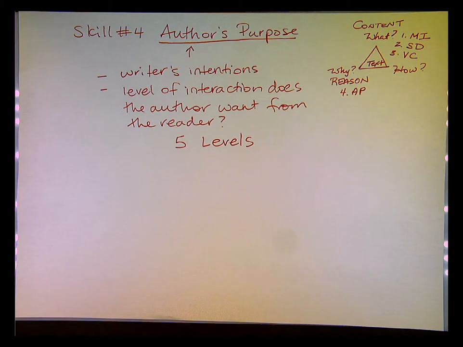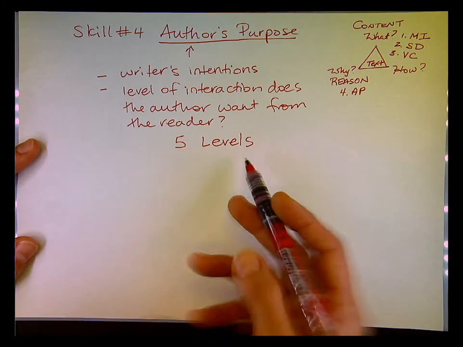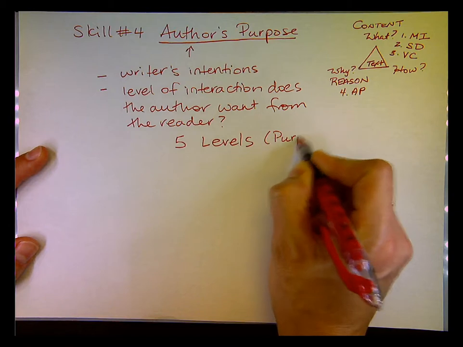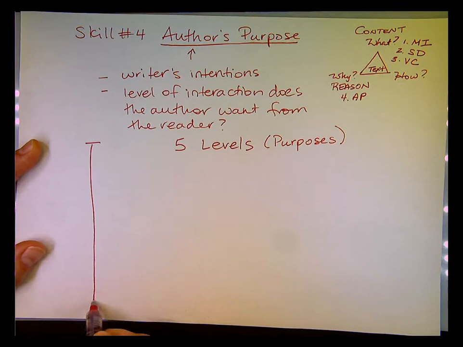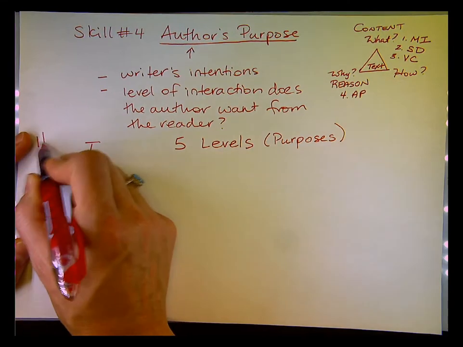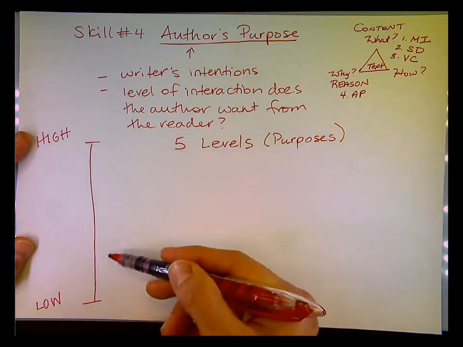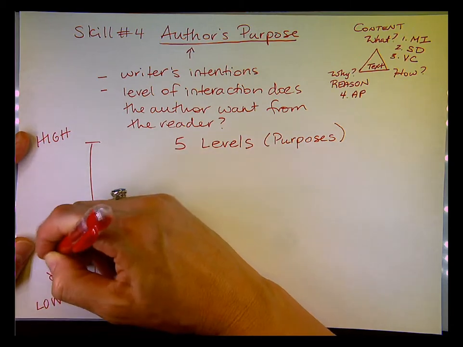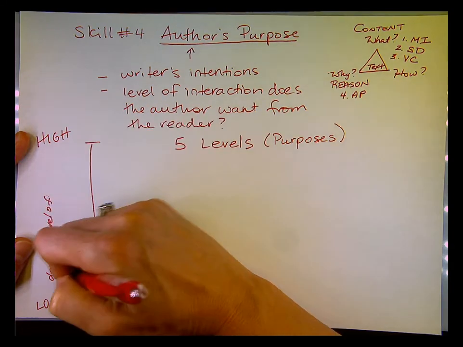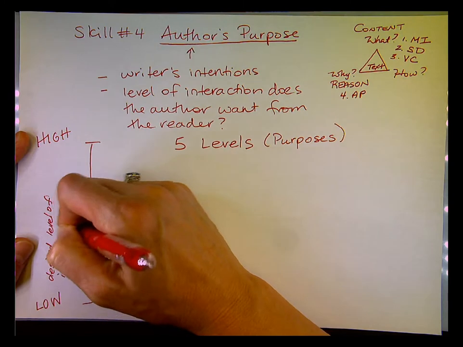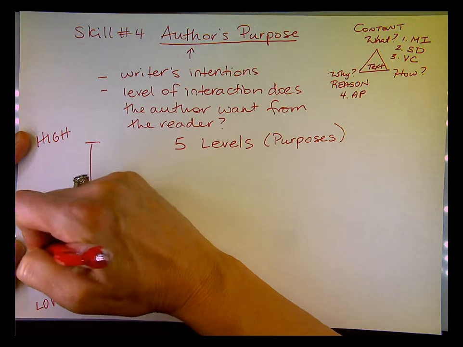And we're taking a look at, as best we can anyway, how do we know what the author wants from us being the reader? And we're going to use 5 levels, or in other words, 5 different purposes that an author can have. And I'm going to go from high to low. This scale that I'm using here represents the desired level of interaction with the reader.